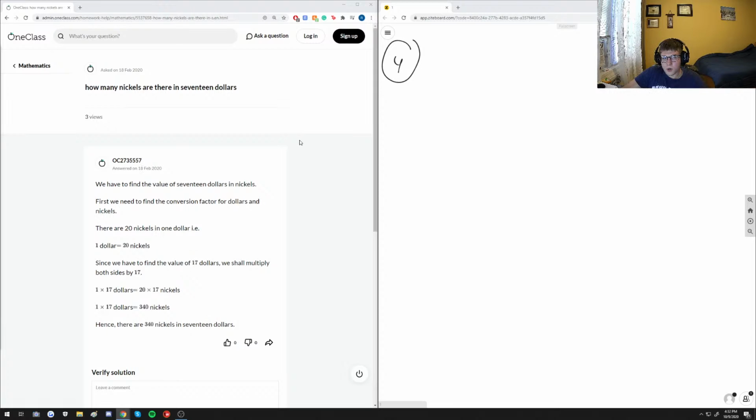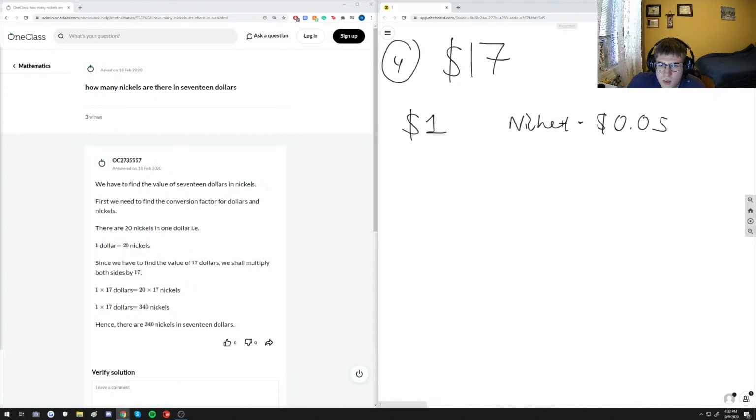I will continue on, but in any case, that's not ideal. So number 4, how many nickels are there in $17? If we think about $17, we have to first think about how many nickels are in $1. If you have $1 and the value of a nickel is equal to 5 cents, how do you find how many nickels are in a dollar?